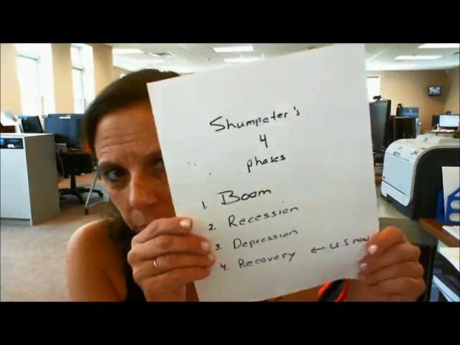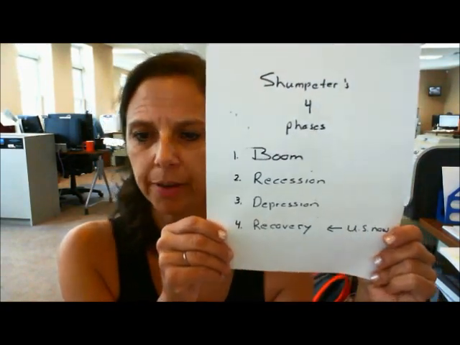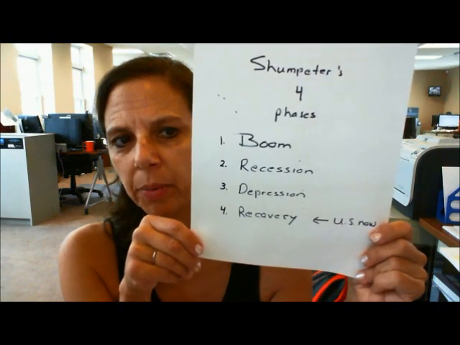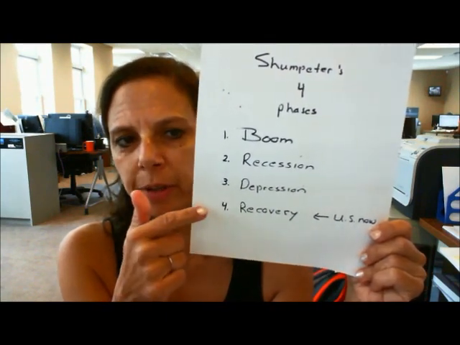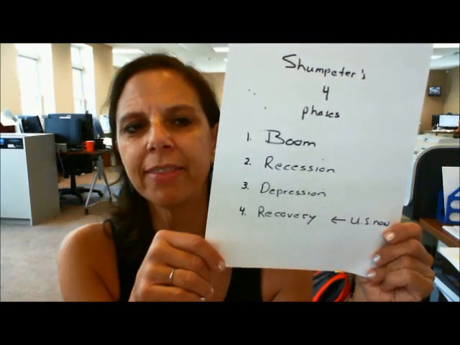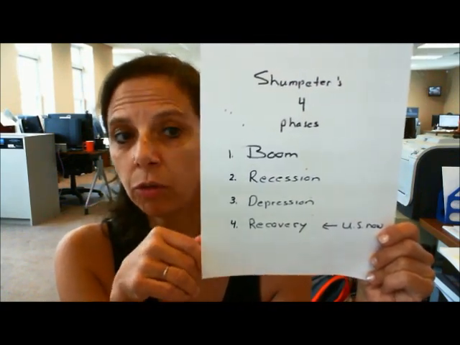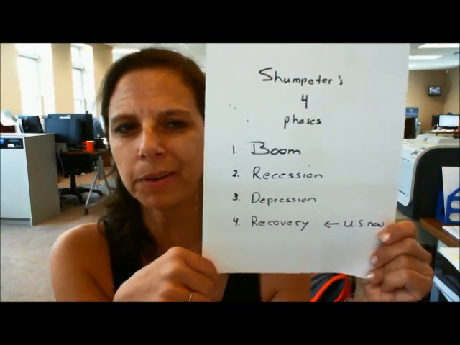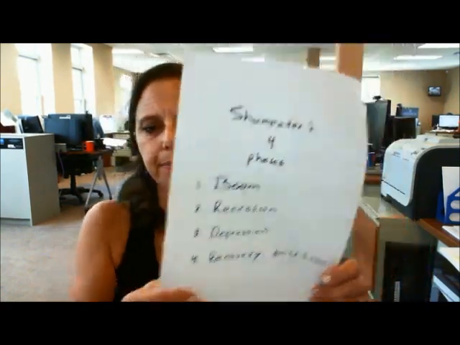Who is Joe Schumpeter, and what did he have to say that was so important? Well, he came up with these 4 phases of long-term business cycles: the boom, the recession, the depression, and the recovery. The United States is in the recovery right now. I recommend that you take a look again at the definitions so that you have a feel for what constitutes a boom, a recession, a depression, and a recovery, but I promise not to test you on it.